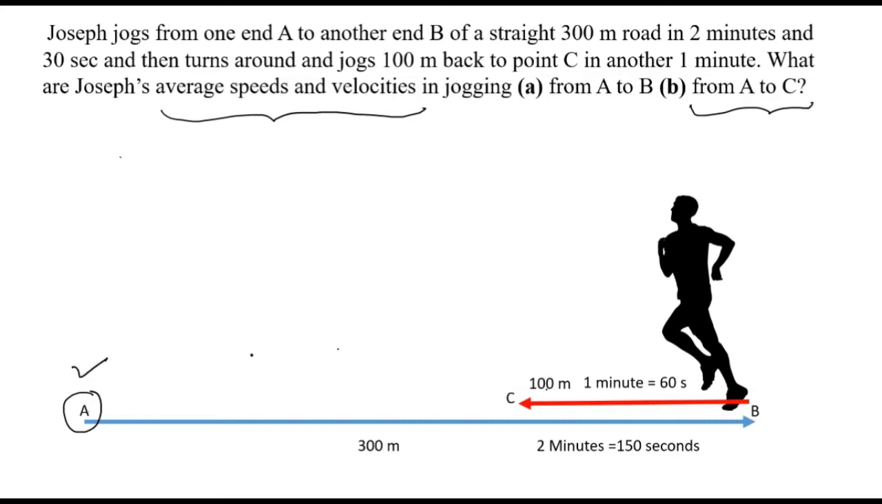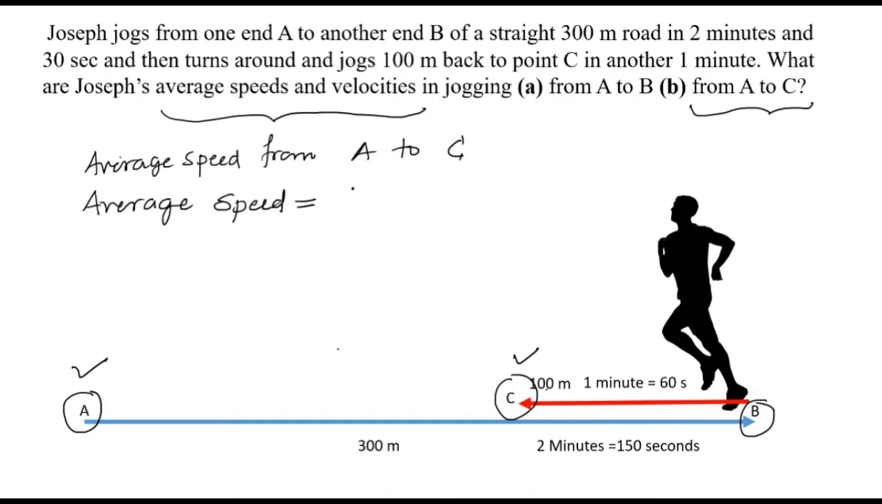From here to C, right? To come to C, he has to reach first B and then from B to C, right? So let us write average speed from A to C. And what is the formula for average speed? Total distance, because we have already done this, total distance divided by total time, right?